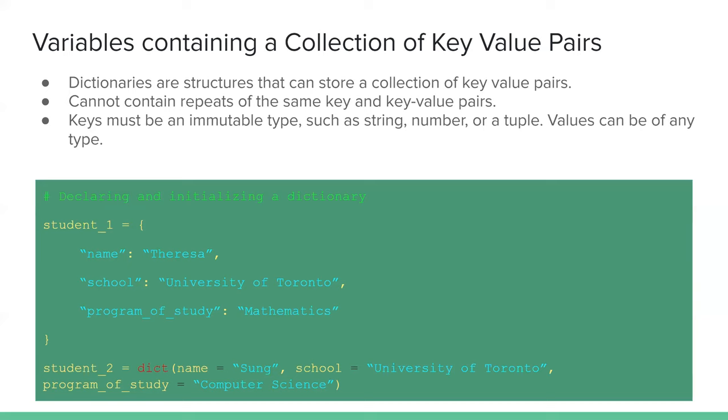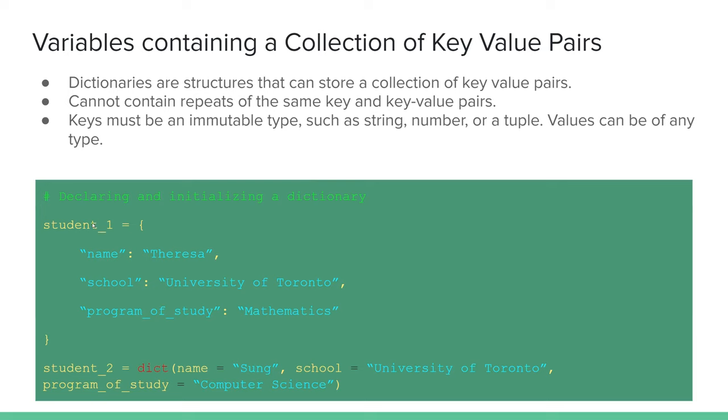Right, dictionaries. So, dictionaries are just like any other collections, but they store a collection of key value pairs. The dictionary cannot contain repeats of the same keys. So for this example, it can't contain name and Teresa and another pair that's called name and Sung. And keys must be an immutable type. So the keys can be strings, numbers, or tuples. The values can be of any type. They can be lists or even dictionaries.